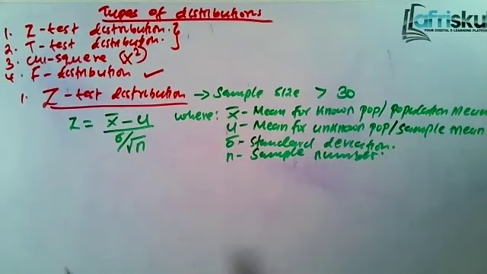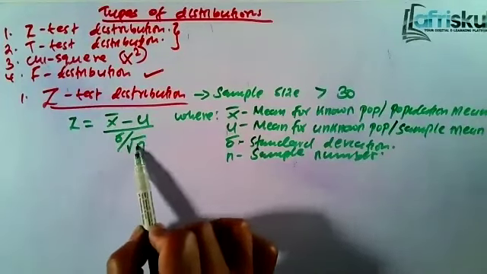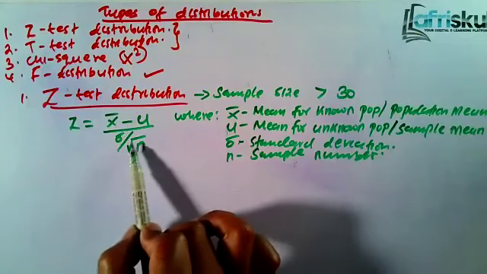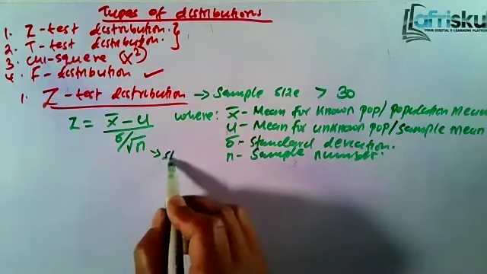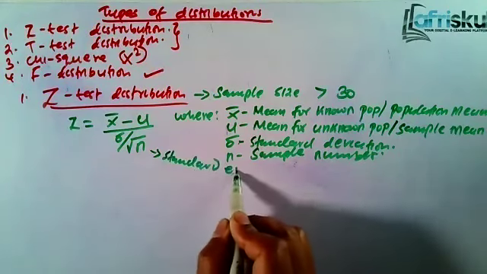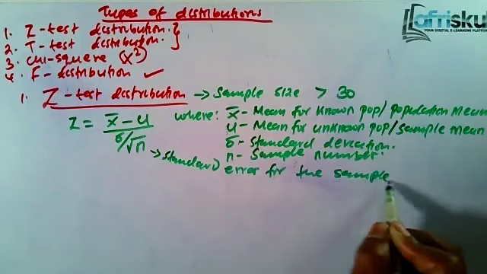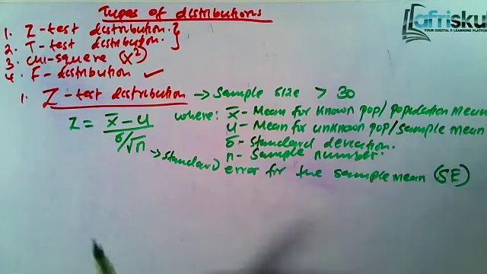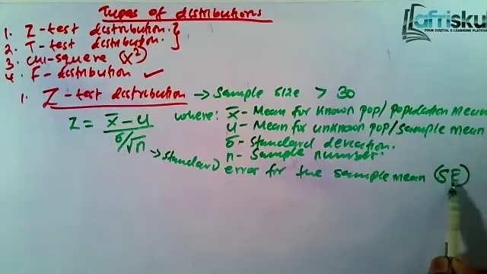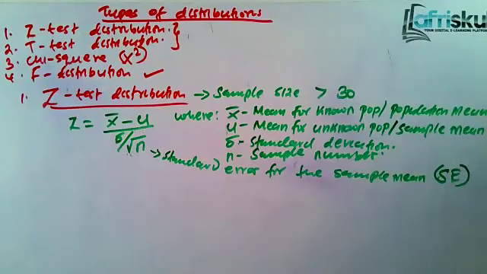Good. So that's how you get the Z. You take X bar minus U, then you divide by the standard deviation over the square root of N. This standard deviation divided by the square root of N is also known as the standard error for the sample mean. Sometimes it's denoted by SE. So you can also take X bar minus U divided by SE, where SE is the standard deviation divided by the square root of N.